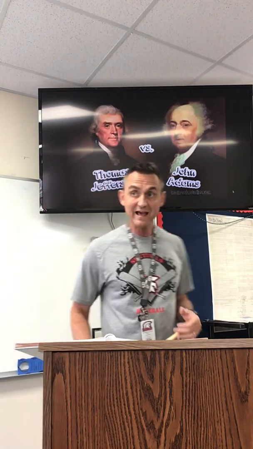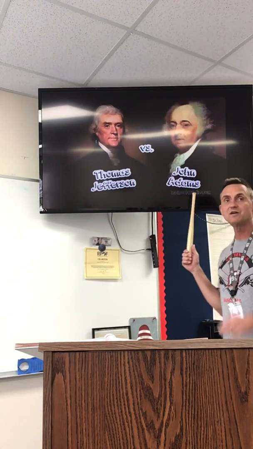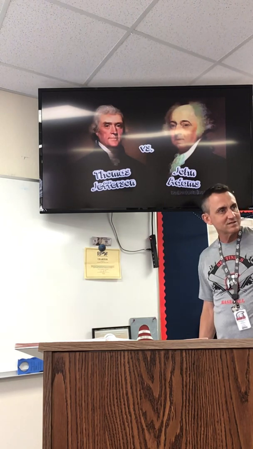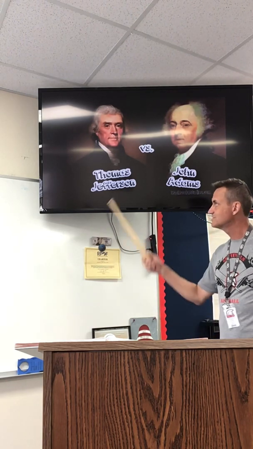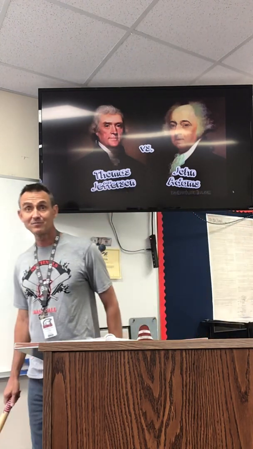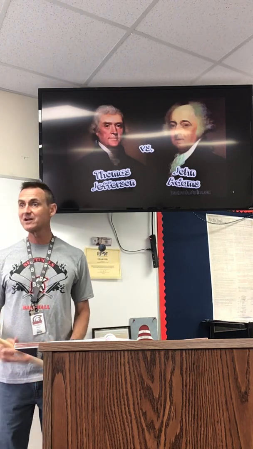Here's the crazy part. John Adams wins, gets the majority of the electoral votes, so he becomes our second president. But second place in the electoral votes was Thomas Jefferson, so he became vice president. President Adams, Vice President Jefferson, and remember, they disagree on everything.